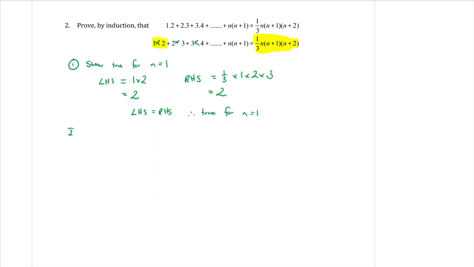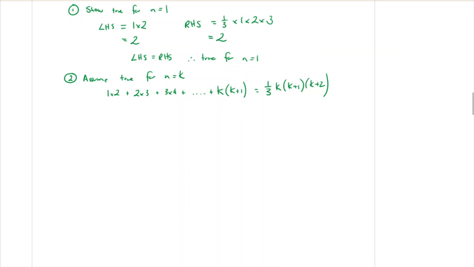Second step is our assume true for n equals k. So we're just going to rewrite the question. I'll use the bottom one. The 1 times 2 plus 2 times 3 plus 3 times 4 plus ... plus, instead of n, we're changing it to a k, and then k plus 1 equals 1 over 3 k plus 1, and k plus 2. Okay, step 3, the fun part.